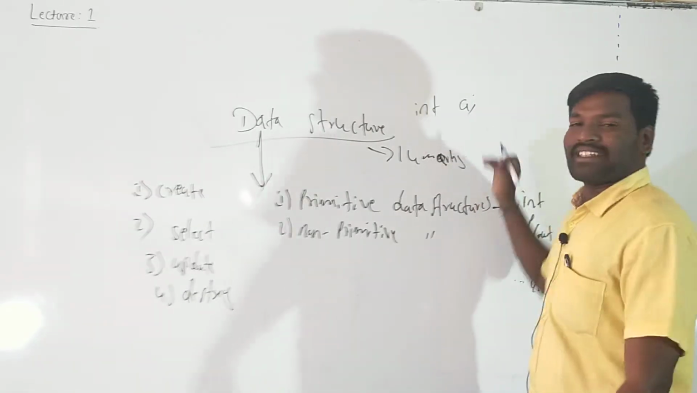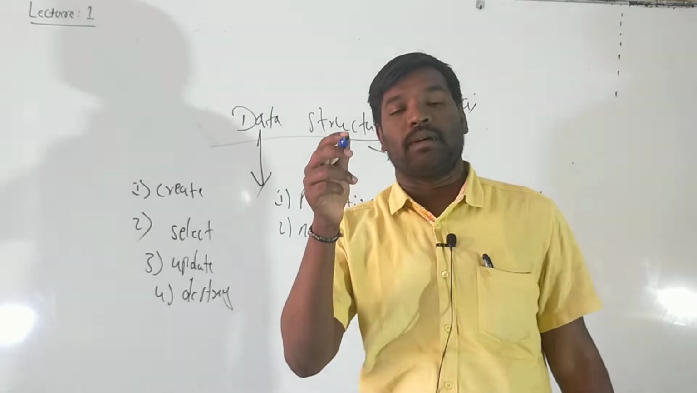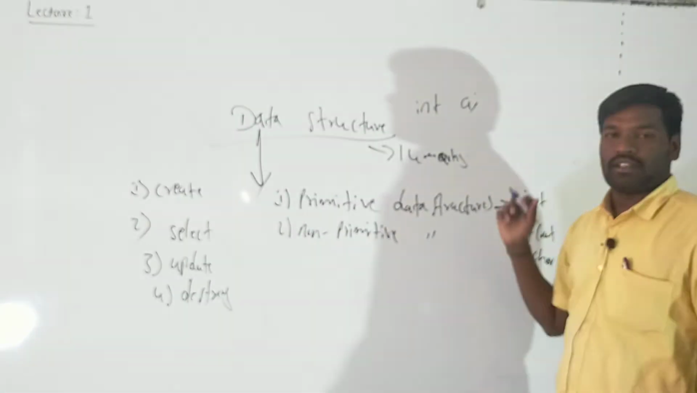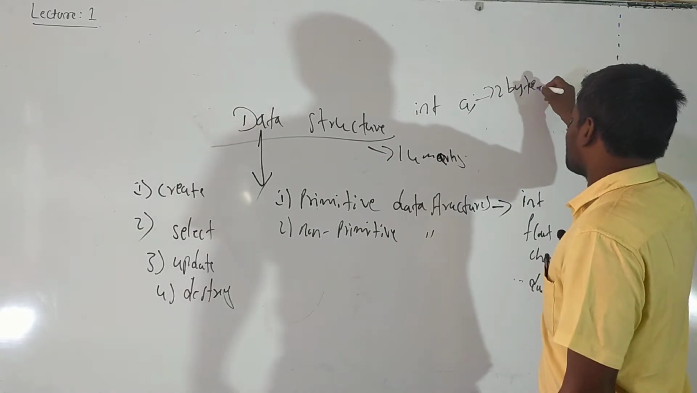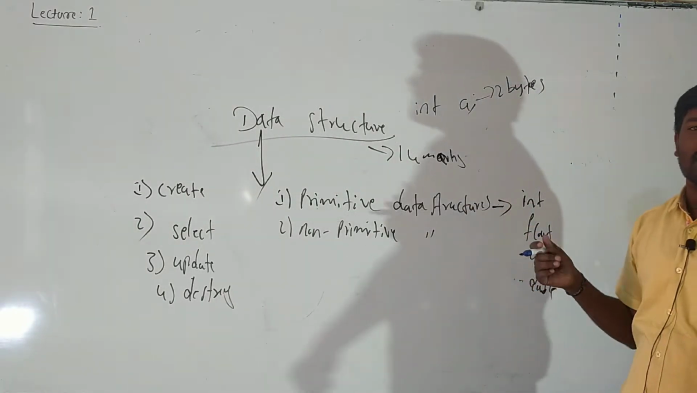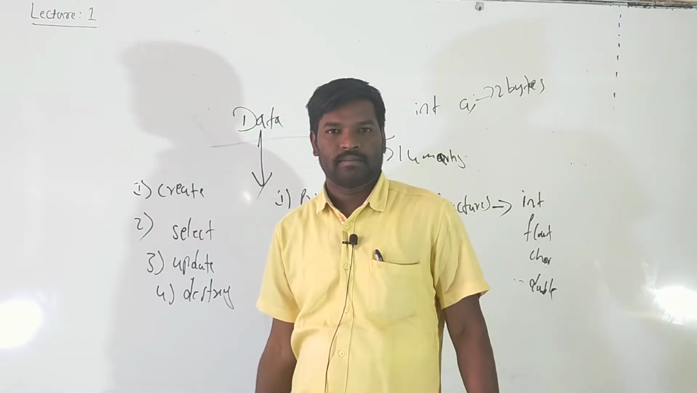If I declare int A, the variable is created, and automatically the memory will be allocated to A. Here 2 bytes are reserved in the system because the size of integer is 2 bytes. So that is nothing but the create operation.